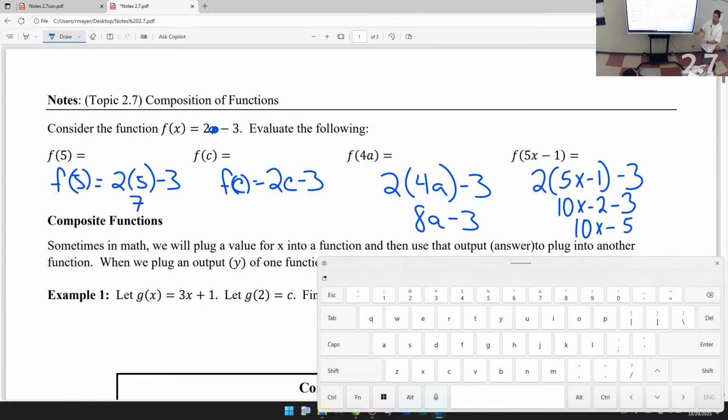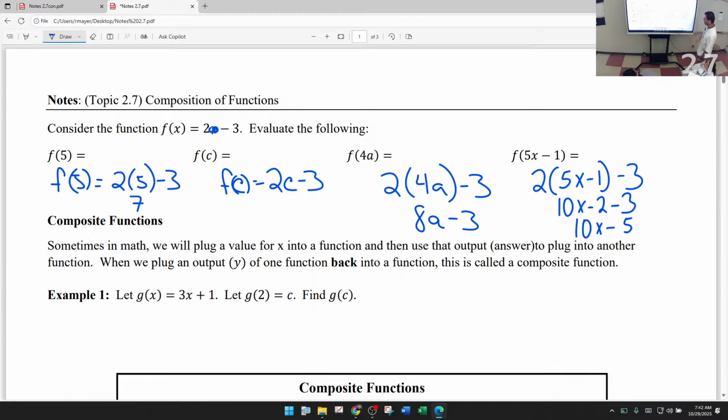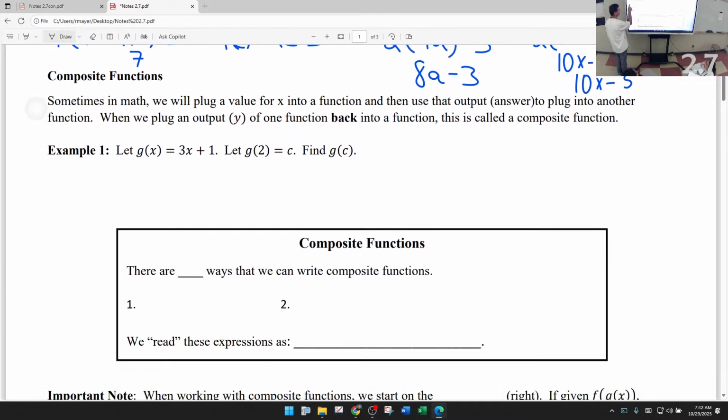But this is introducing us to what we need to know today. So that's that part right here. Here we go. Go away so I can move you up. Composite functions. Sometimes in math, we'll plug a value in for x into a function and use that output to plug into another function. When we plug an output of one function back into another function, it's called a composite function.